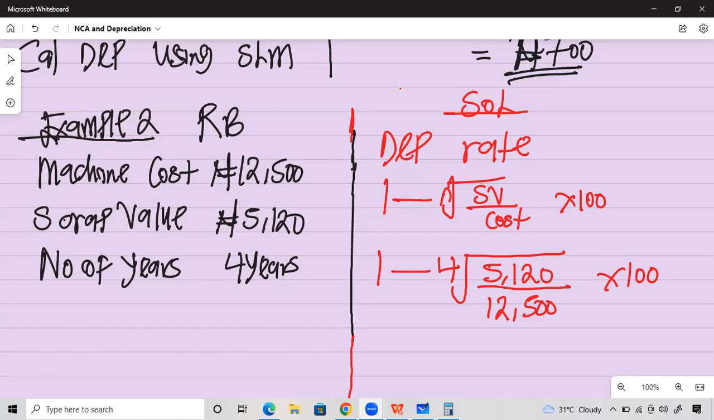What I'm saying now is that from your calculator, you can press the number of years. The number of years here is 4 years. So say 4 shift square root of this number divided by 12,500 multiplied by this. It will give you the rate.